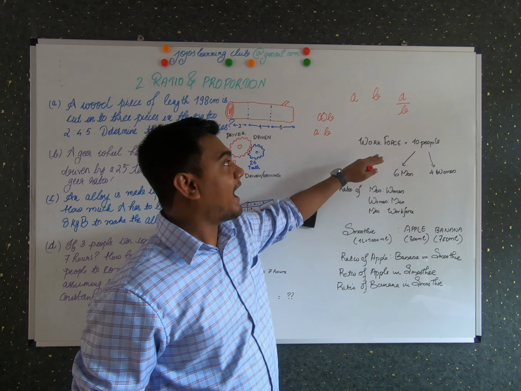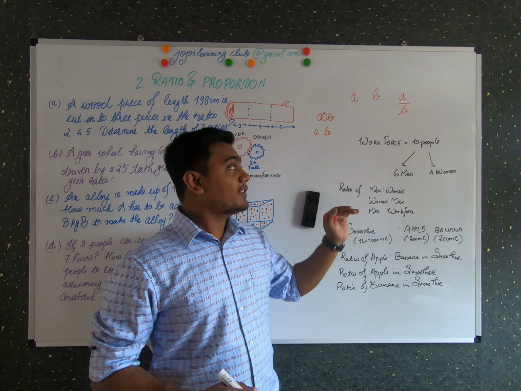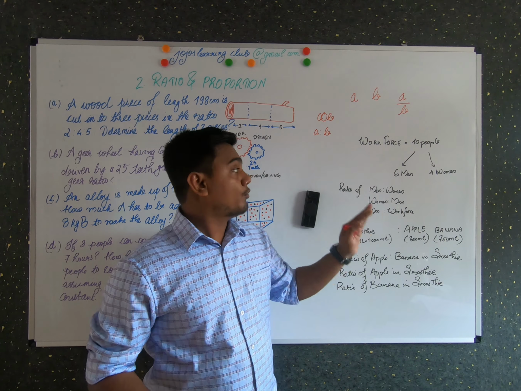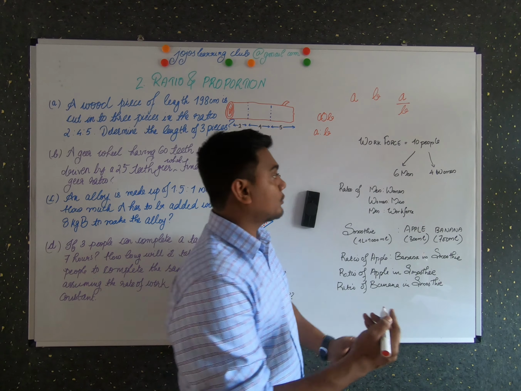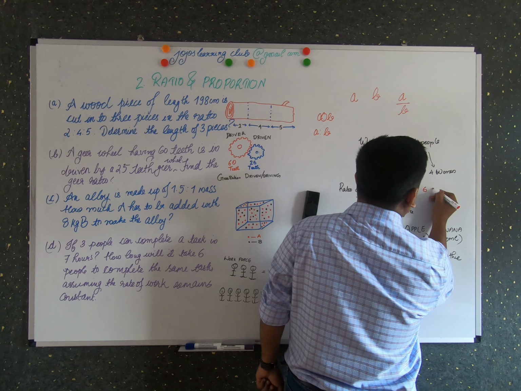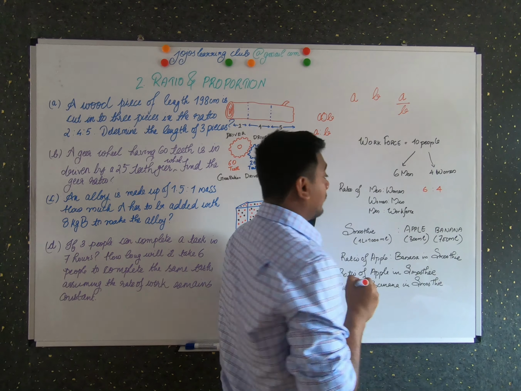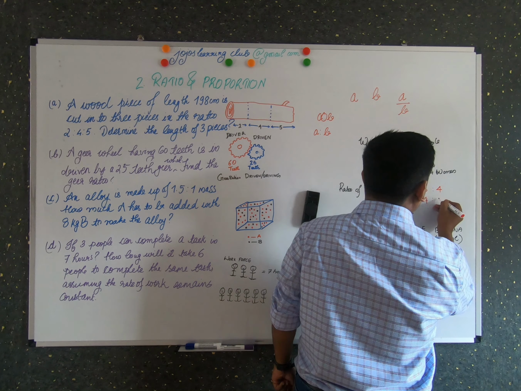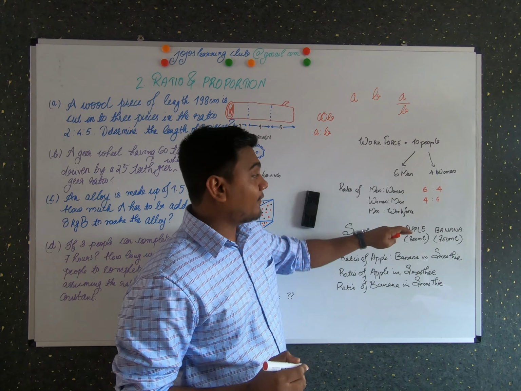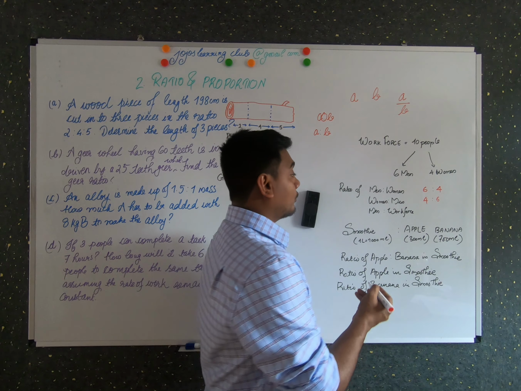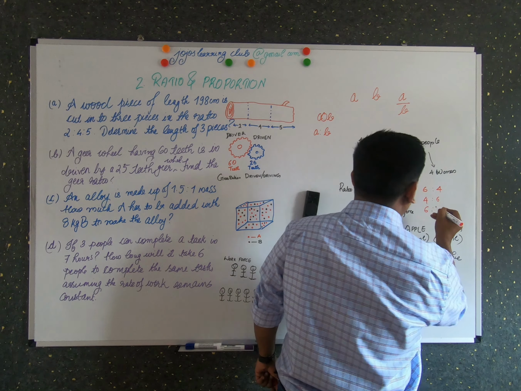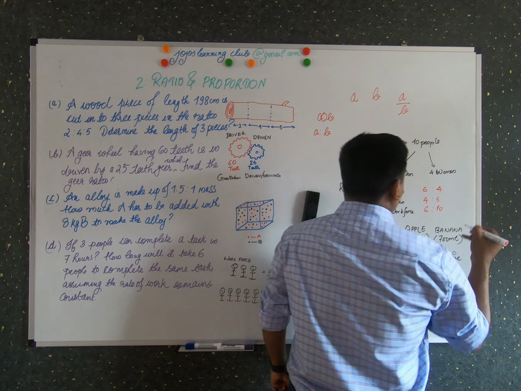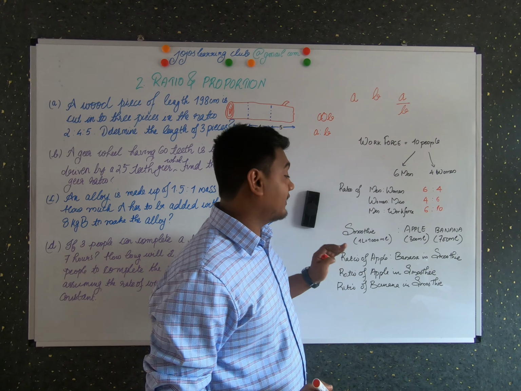So let's assume I have a workforce with 10 people. Out of these 10 people, 6 are men and 4 are women. What is the ratio of men to women? There are 6 men and there are 4 women. And what is the ratio of women to men? Women to men would be 4 is to 6. And what is the ratio of men to workforce? The men are 6 and the workforce has in total 10 people. So 6 is to 10. So this is how you represent ratios.